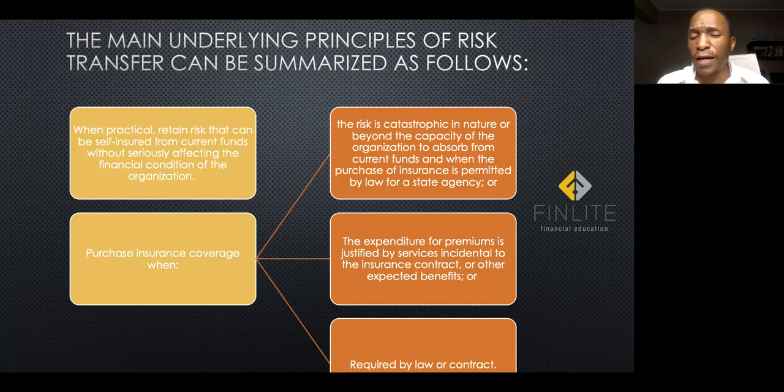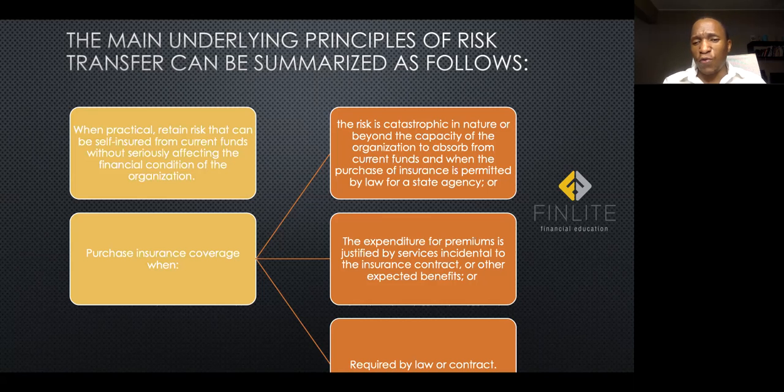So that is what organizations would actually do as well. And then on the second one, purchase insurance coverage when the risk is catastrophic in nature or beyond the capacity of the organization to absorb from current funds. So if the current funds we have are not sufficient to cover whatever risk we are facing, and the consequences would be catastrophic to an extent that we'll have to close shop, that would be something we would probably consider taking insurance for in this particular manner. It means transferring the risk to someone else.